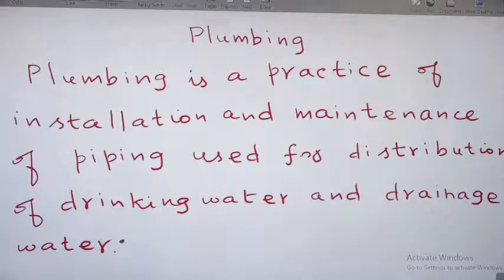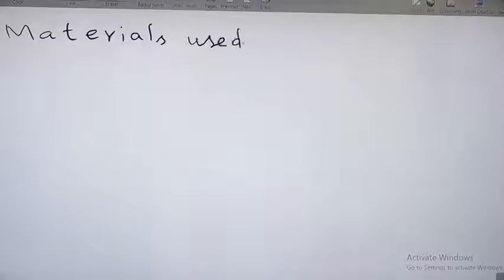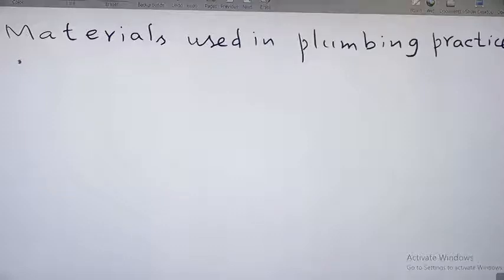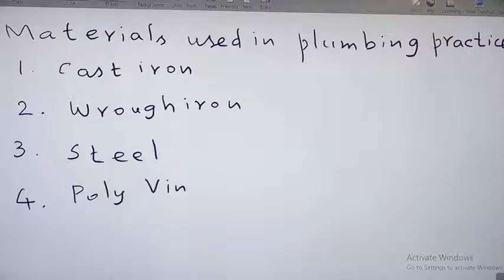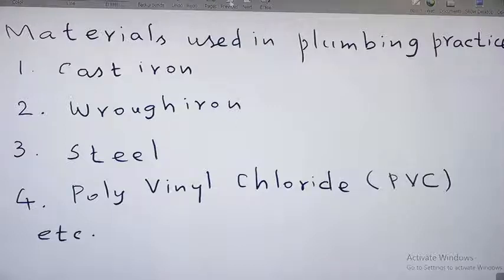Plumbing is a practice of installation and maintenance of piping used for drinking water and drainage water. Next, materials used in plumbing practice. 1. Cast iron. 2. Wrought iron. 3. Steel. 4. Polyvinyl chloride, that is known as PVC, etc. These are the materials used in plumbing practice: cast iron, wrought iron, steel, polyvinyl chloride, etc.